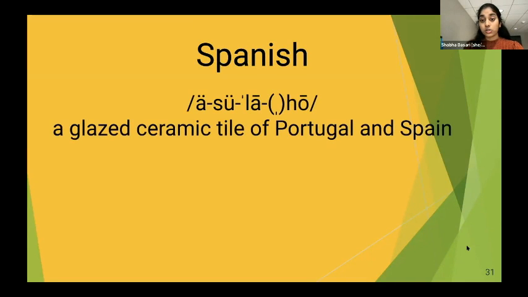Cool, let's try a couple of Spanish words. So this is pronounced azulejo, and this is a glazed ceramic tile of Portugal and Spain.